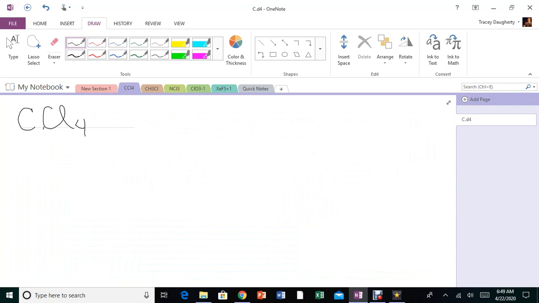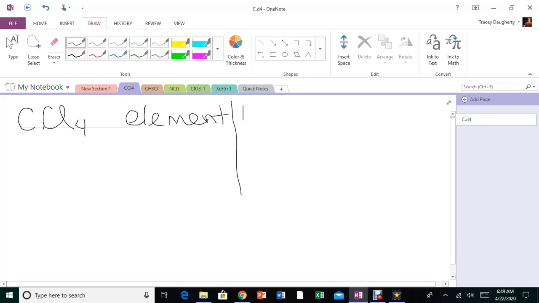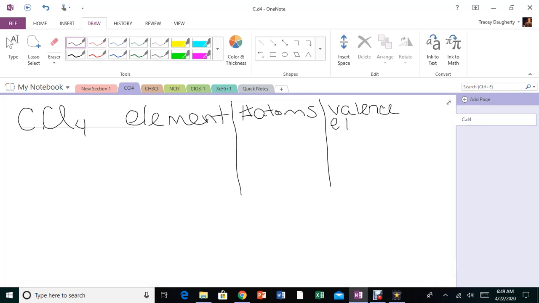So the first example I want to do is CCl4. For the first 2 steps, I like to make a chart. What you do is you list the element, the number of atoms, the valence electrons, and your total.